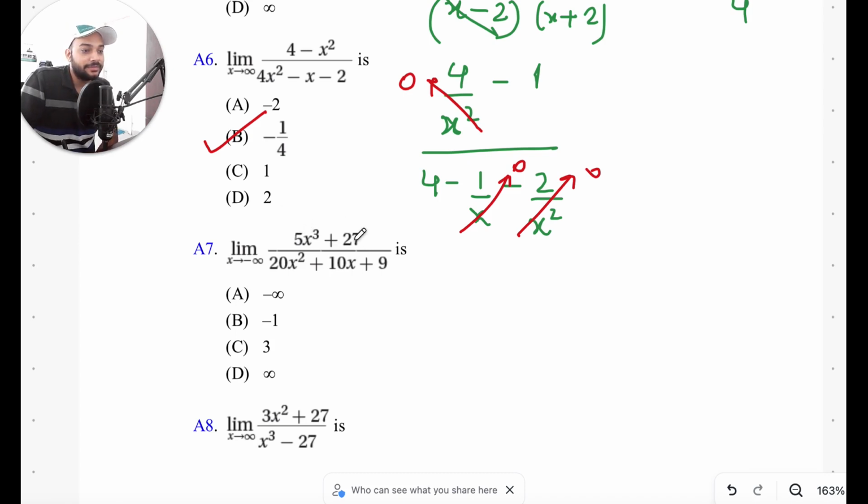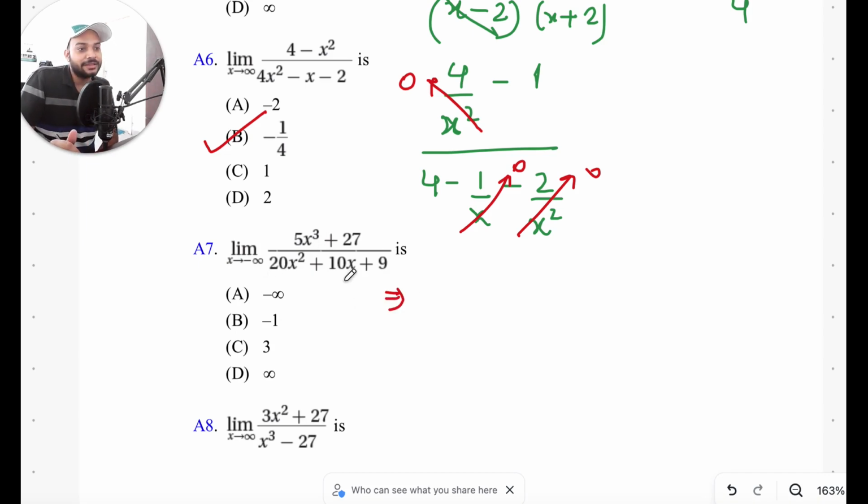A7. Limit x tending to negative infinity, 5x cubed plus 27 over 20x squared plus 10x plus 9. Let's see how to do this one. We will divide with the highest power of x.